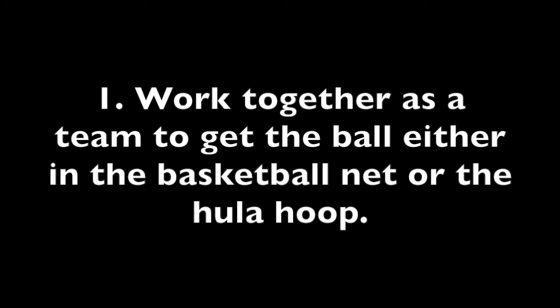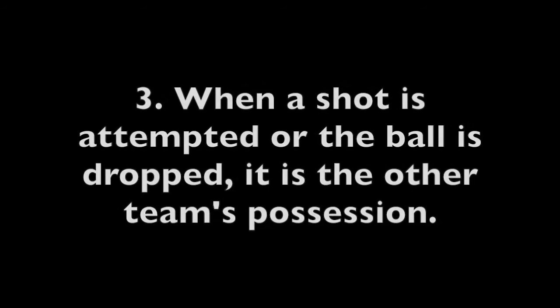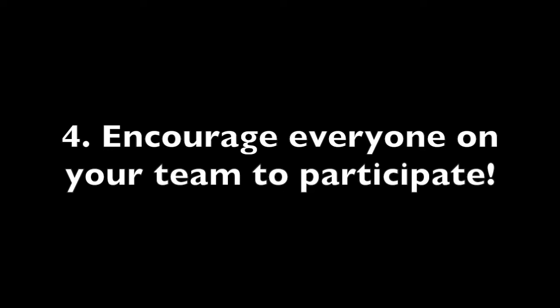Rule number 1. Work together as a team to get the ball either in the basketball net or in the hula hoop. Rule number 2. When you have the ball, you cannot move and need to find someone on your team to pass the ball to. Rule number 3. When a shot is attempted or if the ball is dropped, then it is the other team's possession. Rule number 4. Encourage everyone on your team to participate. And rule number 5. It's important to play the game safely.